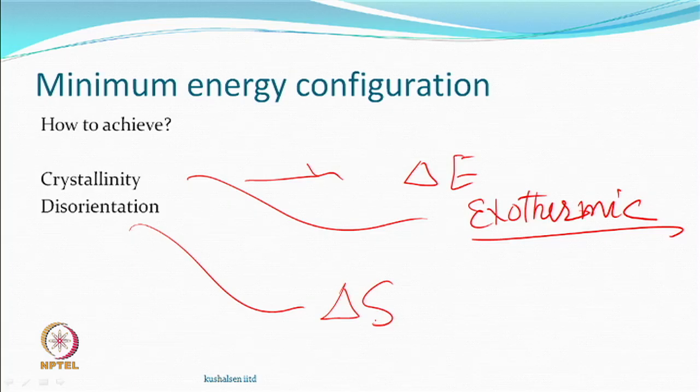So, theoretically from this equation what we are saying is delta E should be negative and delta S should be positive. The more positive it is, the better for us. So, that means this may be representing the entropy. The more the disorientation in a system, entropy is increasing, and therefore, finally delta G may be negative.